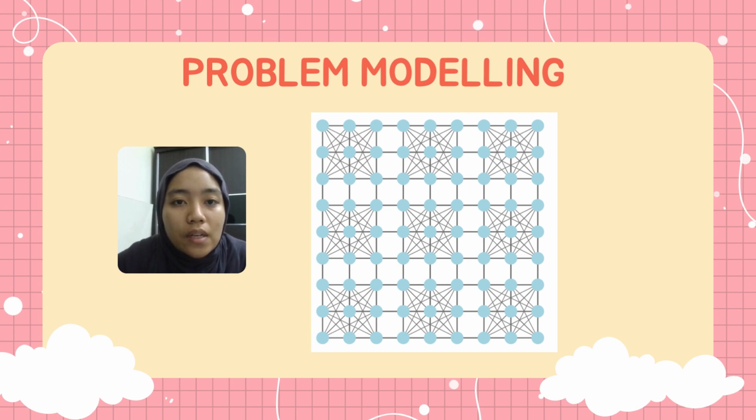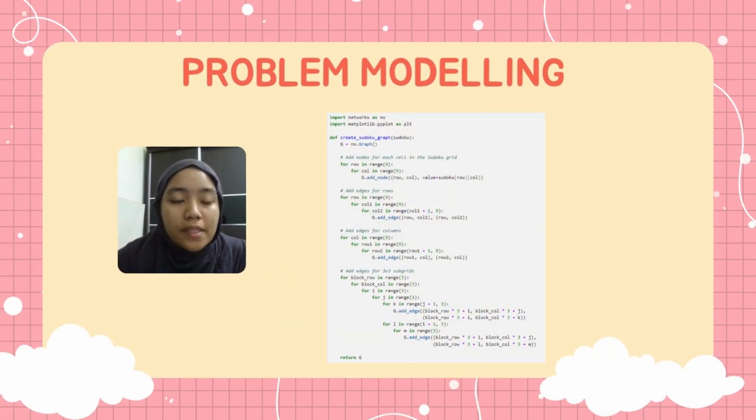Now that we understand how to construct a Sudoku grid with a graph in Python, we can finally construct the graph to represent an unsolved Sudoku puzzle with the graph coloring concept. The first step is the same. Import necessary libraries, define the Sudoku graph, add nodes, edges, row constraints, column constraints, and box constraints.